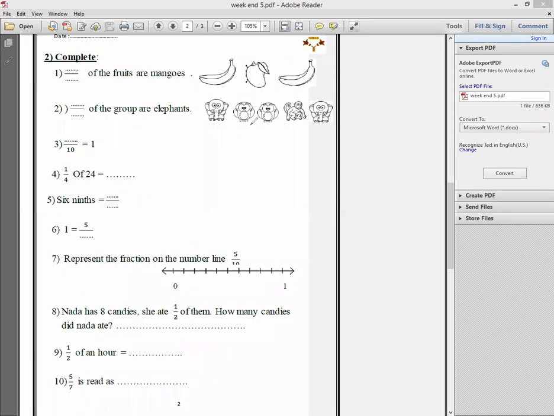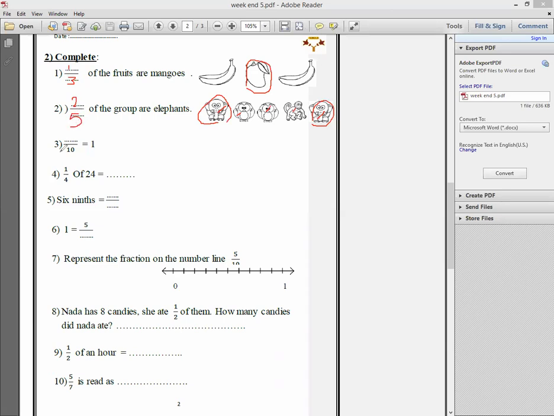Here I'm gonna complete. What is the fraction of the fruit or mangoes? So I have here 1. So it will be 1 over 3. Here, the fraction of the group that are elephants. I have 1 and 2 elephants. So I'm gonna write these 2 up. And I have how many elephants in this set? I have 1, 2, 3, 4, 5. So it will be 2 over 5.